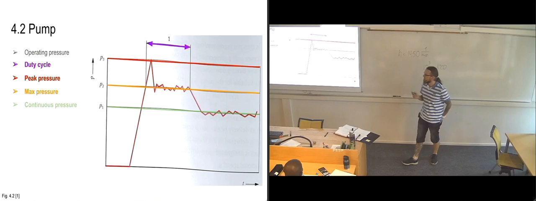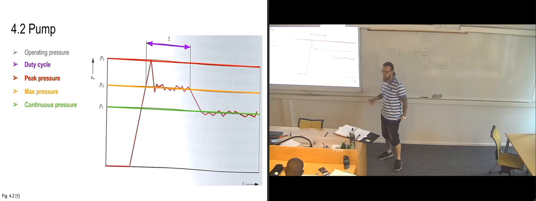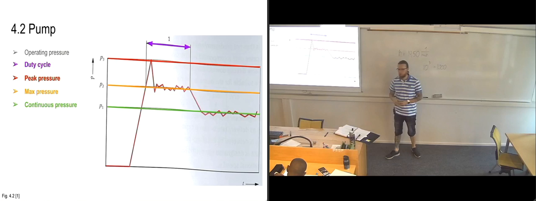And then we get to the continuous pressure, which is the operational pressure. So this is the pressure it wants to be at when it's working. That's what it's designed to be at. And as you can see, the pressure isn't a straight line. You will always get these jagged curves when you're looking at the pressure. It will always be going a bit up and down because it depends a bit on the resistance of the system.